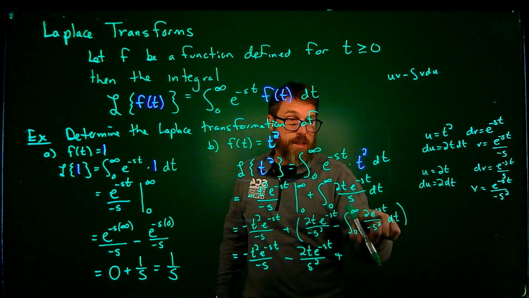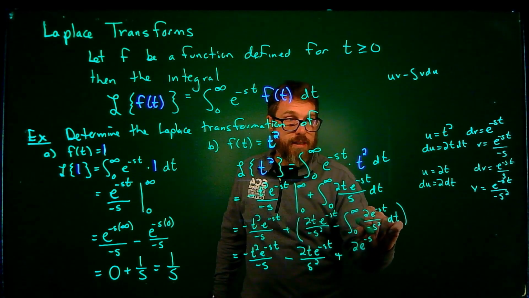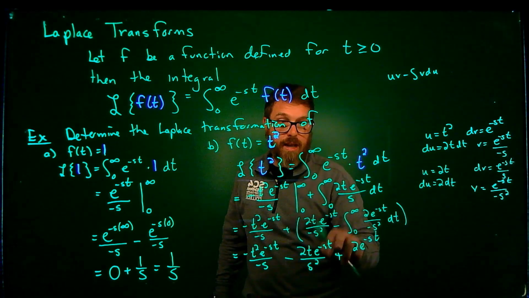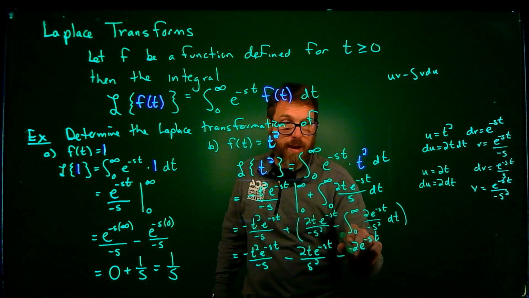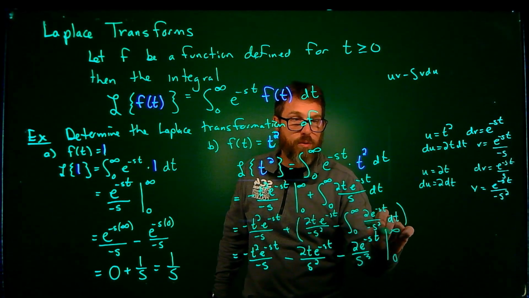The integral of this thing is going to be 2e to the minus st, again, divided by another negative s. So this was positive, so now this is finally going to be minus s cubed. And we're evaluating the entire thing from 0 to infinity.